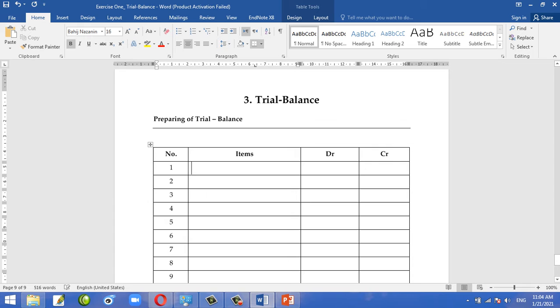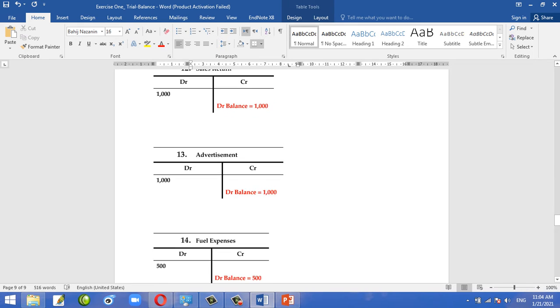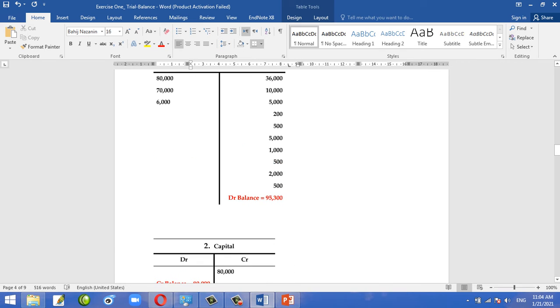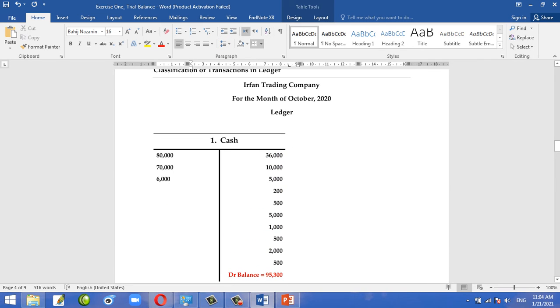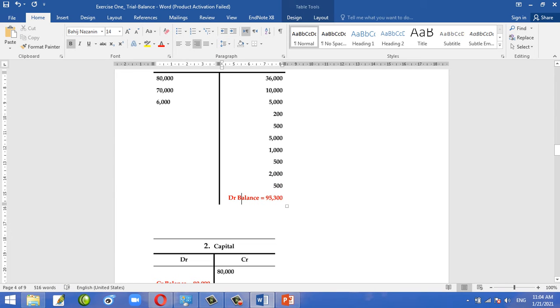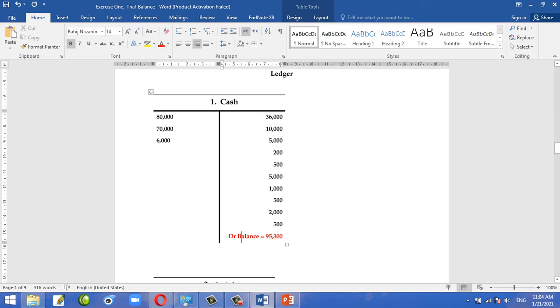Now let's get to the ledgers, starting from the first one. The first one is cash. You can write cash, and now we have a debit balance of 95,300 Afghanis on the debit side. So we have to record this figure in the debit side of the cash account in the trial balance.